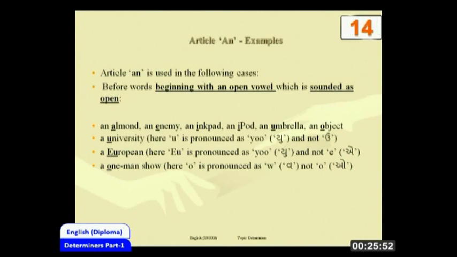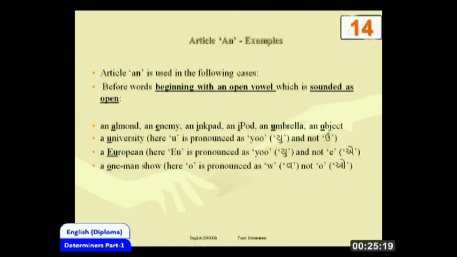An iPod. The initial sound is a vowel sound, and that's why article AN. An umbrella. The initial sound of the word umbrella is a vowel sound, made with the mouth open, and that's why article AN. Next example, object. The word object begins with the O sound, a vowel sound, made with the mouth open, that's why article AN.